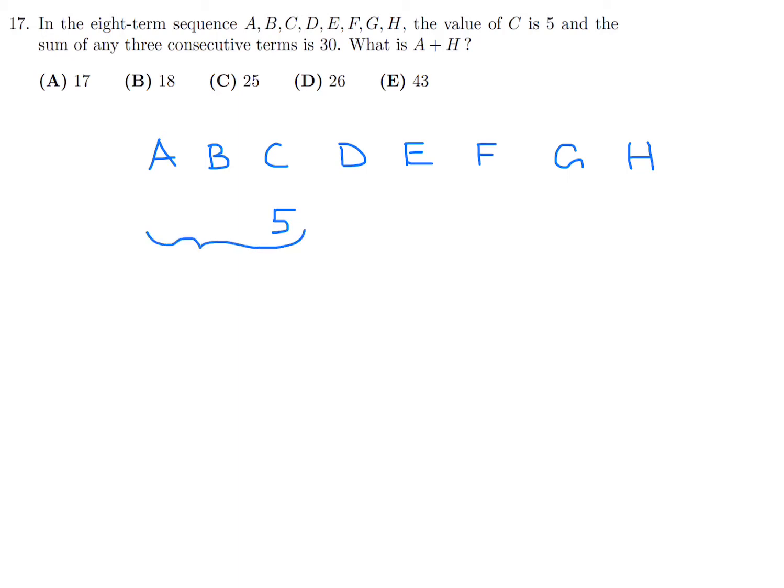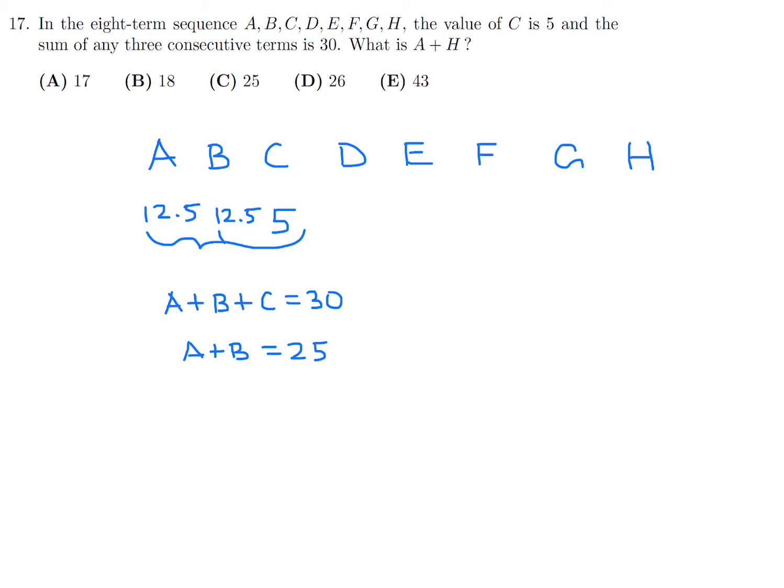So that means that A plus B plus C is 30. Since C is 5, A plus B must be 25. Although it doesn't necessarily mean this, I could just break it up. Let's just see if this works out. 12.5 plus 12.5 plus 5 would be 30.